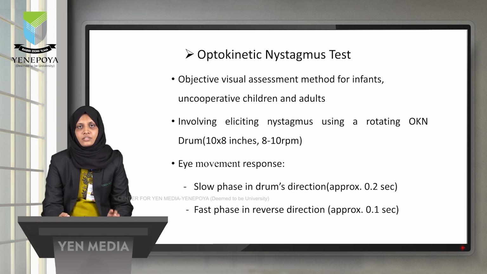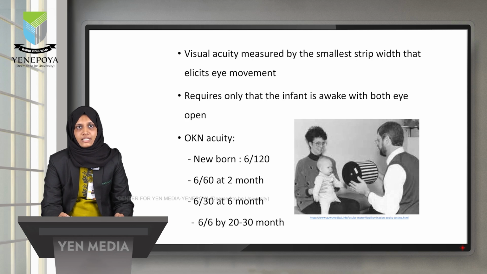Here we notice two key phases, that is the slow phase and the fast phase. The slow phase means that when the drum is rotating, the eye also moves in the same direction as the rotating drum, and then suddenly jumps back. Here an involuntary eye movement occurs. The optokinetic nystagmus acuity in a newborn is 6/120, which means poor acuity, 6/60 at 2 months, 6/30 at 6 months, and 6/6 at 20 to 30 months.